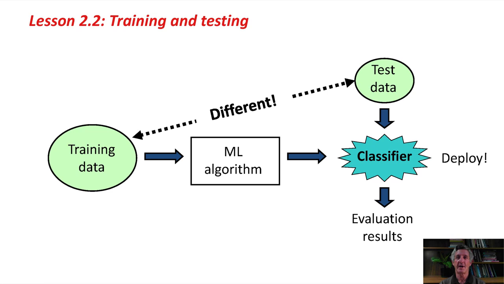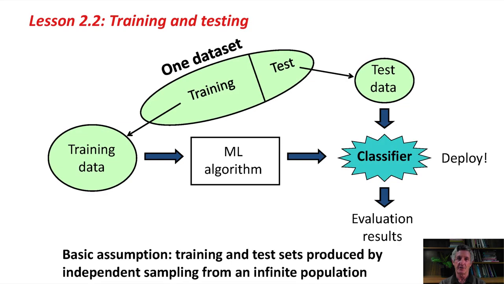So what if you've only got one data set? Well, if you've just got one data set, you should divide it into two parts. Maybe use some of it for training and some of it for testing, perhaps 2/3 of it for training and 1/3 of it for testing. It's really important that the training data is different from the test data.